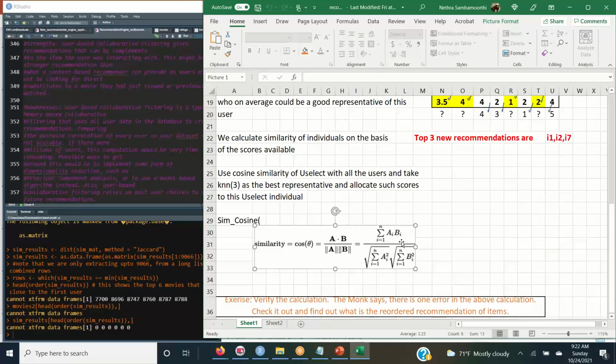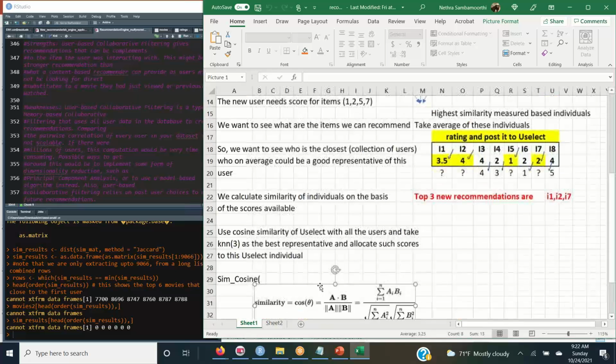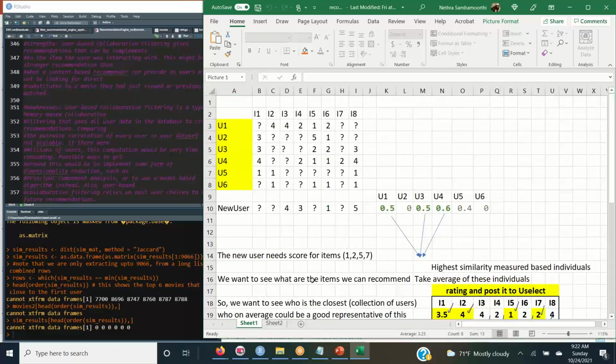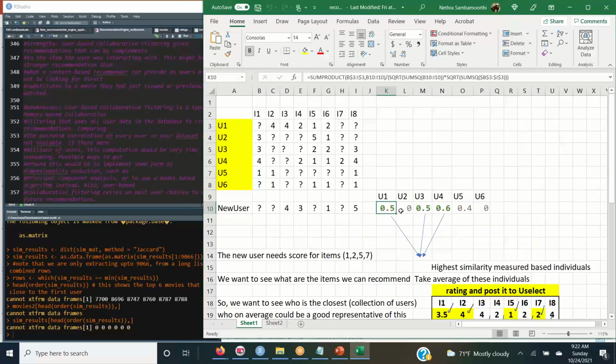It is the same thing without adjusting the denominator. So we use the cosine similarity and calculate whether U1, the first user, is more similar to this user, or U2 is more similar, and so on. So we find out the top most similar people are U1, U3, U4.